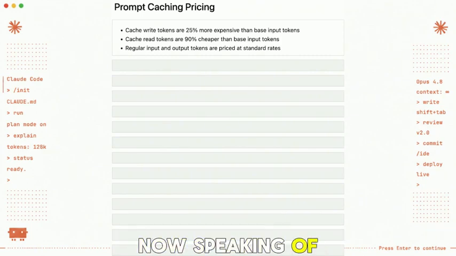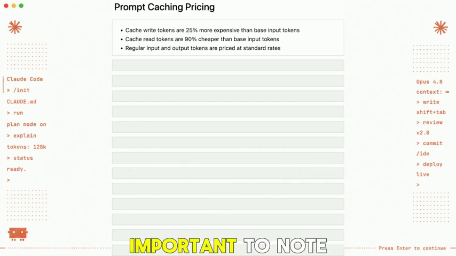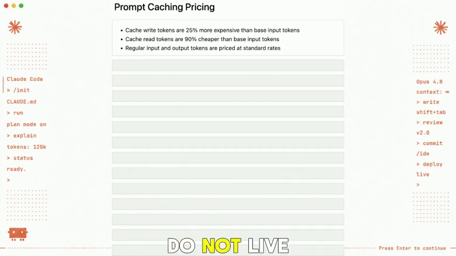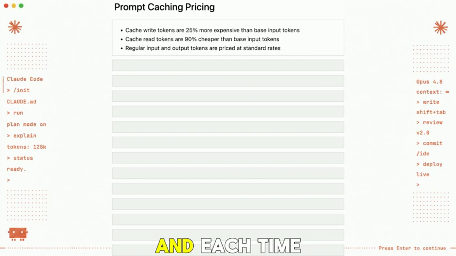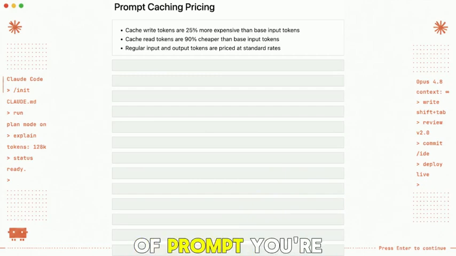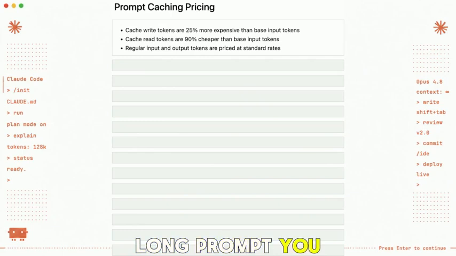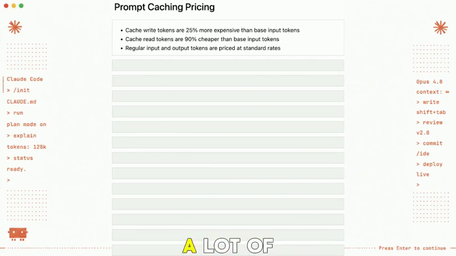Now, speaking of cache hits, one thing that's important to note is that caches do not live forever. Each cache has a 5-minute TTL, or time to live. So we only support, currently at least, ephemeral caching. And each time you read from a cache, it resets that 5-minute timer. So it also really depends on your use case and how you are using caching and what type of prompt you're sending. But anytime you have a long prompt you want to save money on, and you're reusing a lot of that prompt, you can use prompt caching.